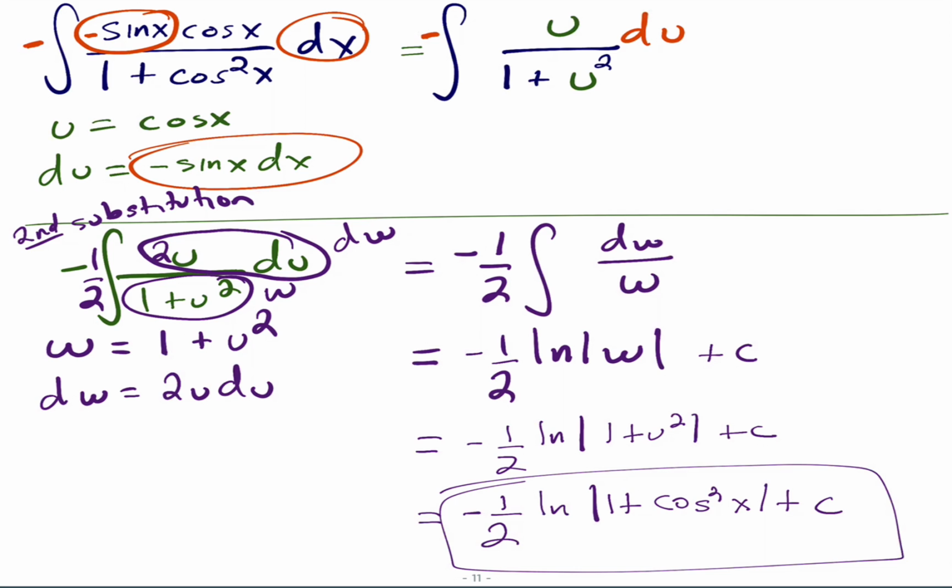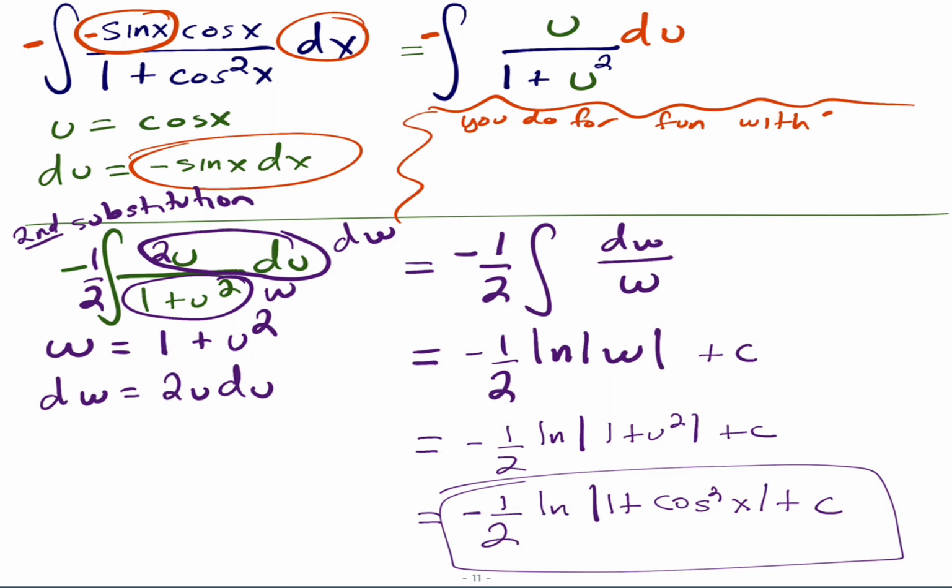Wowzers. Look at that. Now, anytime you do 2 substitutions, that means that you actually could have done the original problem with just 1 substitution. So we won't do it, but I'll let you guys do it for fun, with 1 sub. What would the u be? Can you guys see now what it would be?